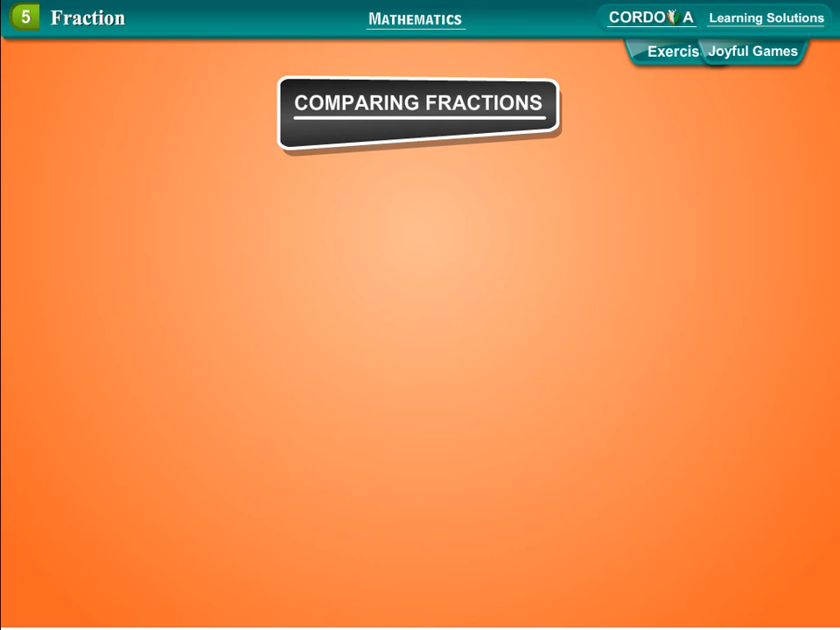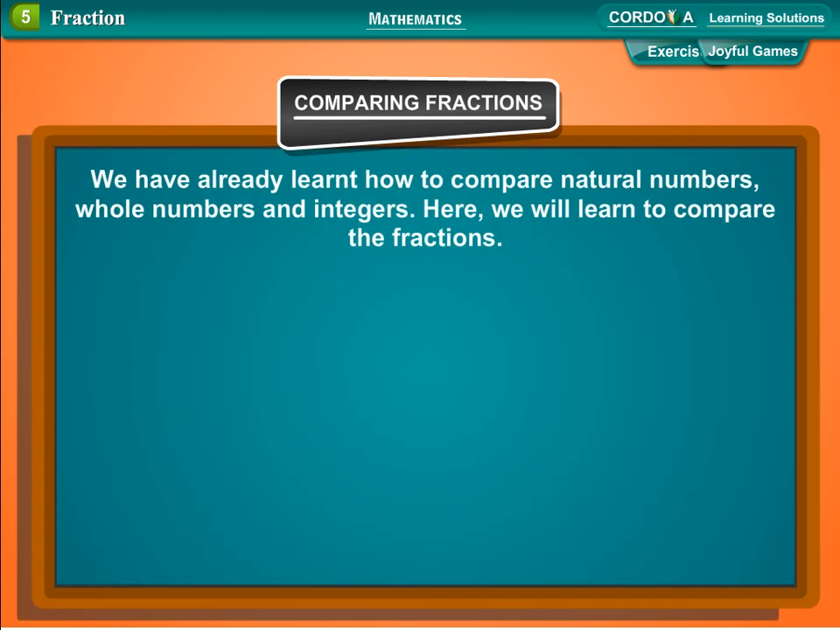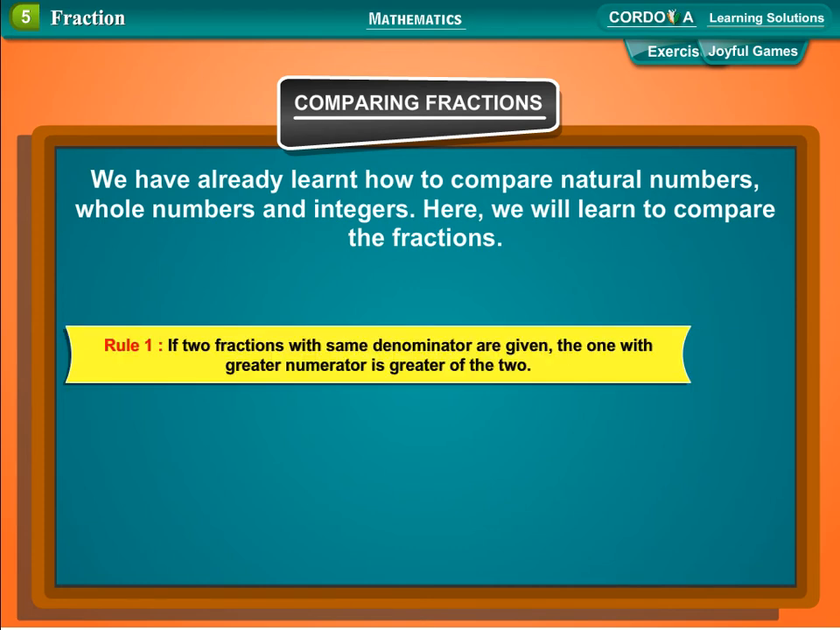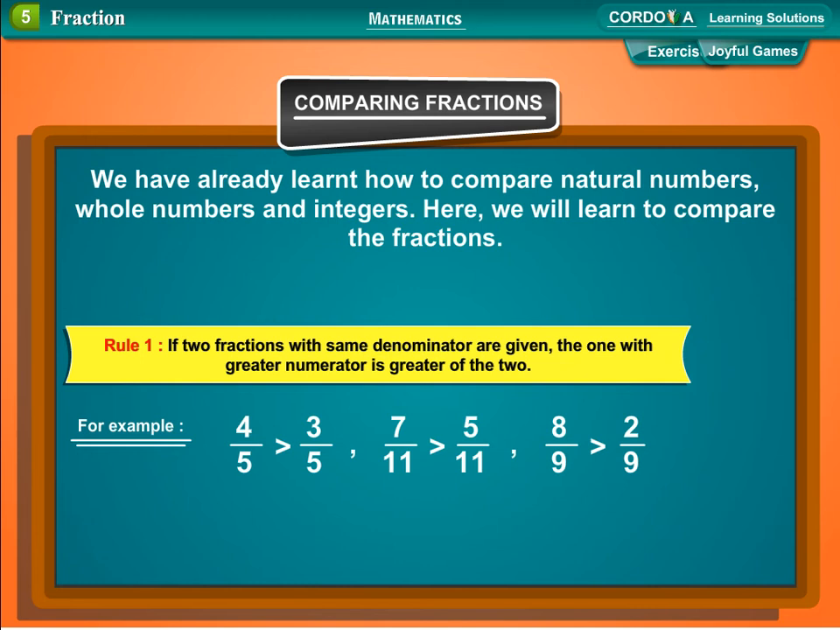Comparing fractions. We have already learned how to compare natural numbers, whole numbers, and integers. Here we will learn to compare fractions. Rule 1. If two fractions with the same denominator are given, the one with the greater numerator is the greater of the two. For example, 4/5 is greater than 3/5, 7/11 is greater than 5/11, 8/9 is greater than 2/9.